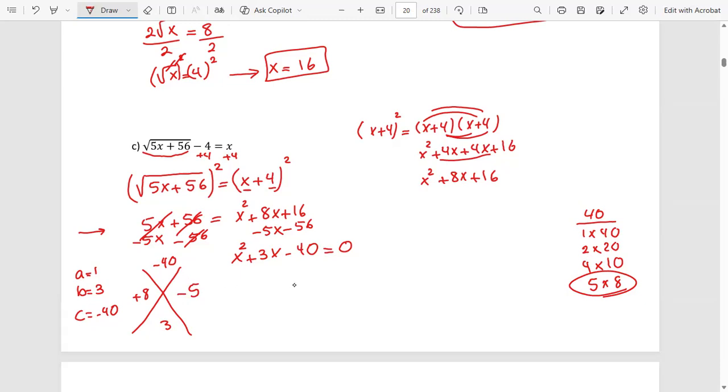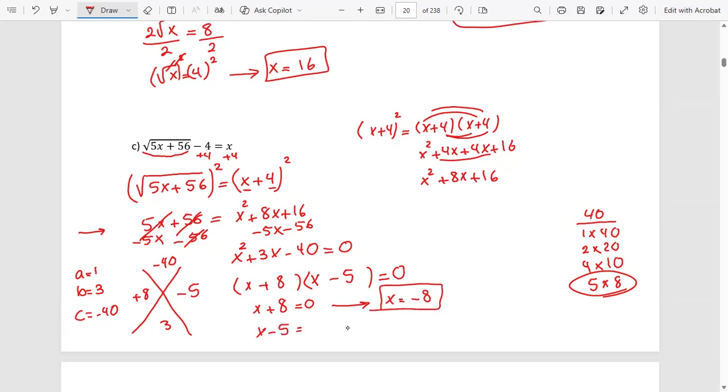So I can open two parentheses. x, positive 8, negative 5. And then set each parenthesis equal to 0. If x plus 8 is equal to 0, what is the x? If x minus 5 is equal to 0, what's the x?